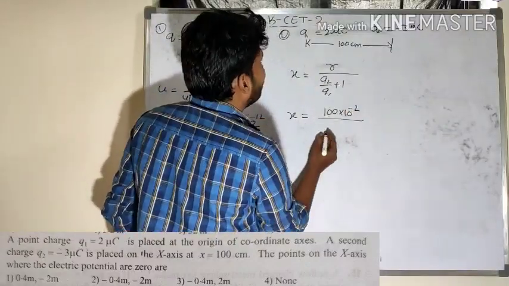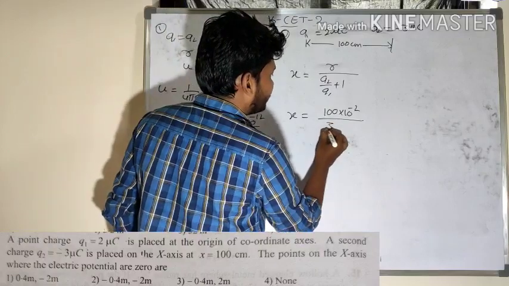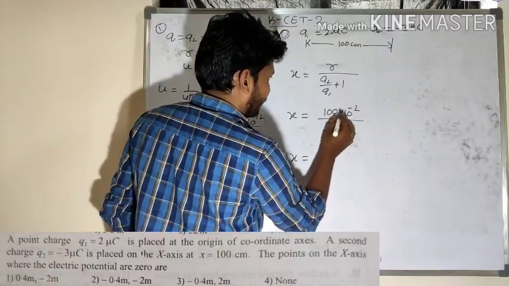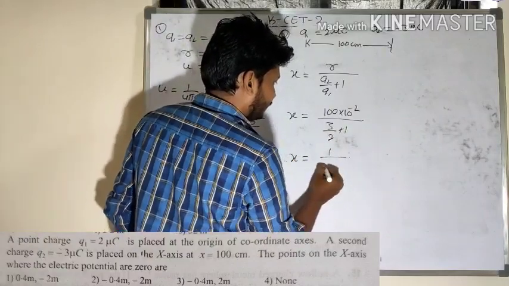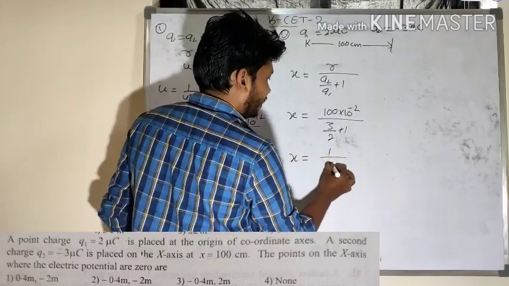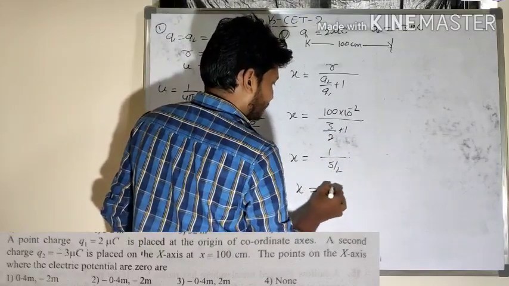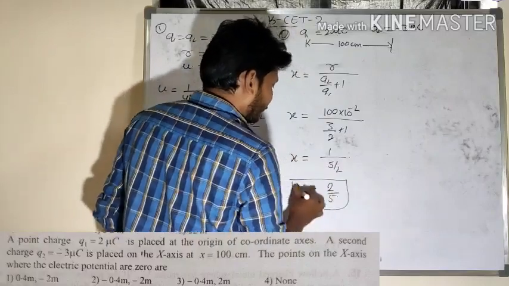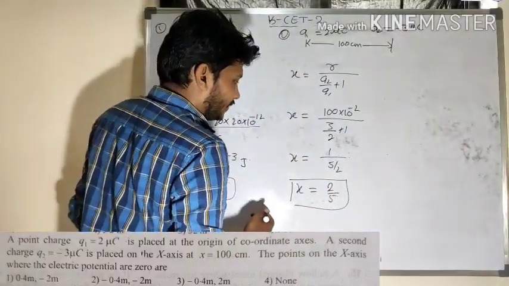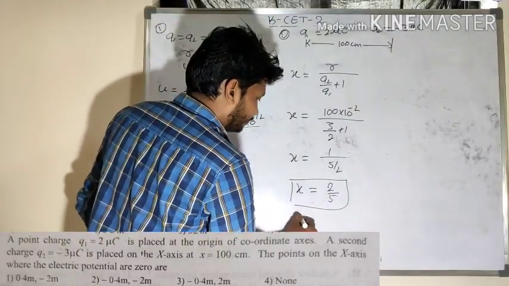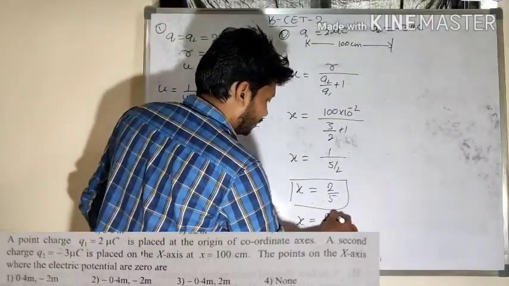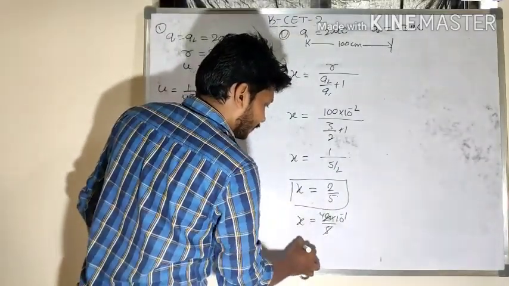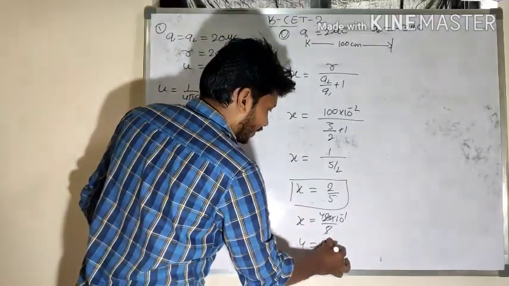So next, Q2 value is how much? Q2 value is 3 and Q1 value is 2, plus 1. So x is equal to 1 divided by 3 by 2 plus 1, so 3 plus 2, 5 by 2 here. So x is equal to 2 by 5 here. So what's the value here? x is equal to 2 by 5 here. Otherwise I will write it as x is equal to 20 into 10 to the power of minus 1 divided by 5, so 4. So that is 0.4 meter.